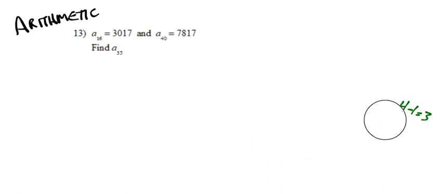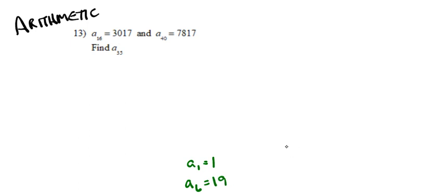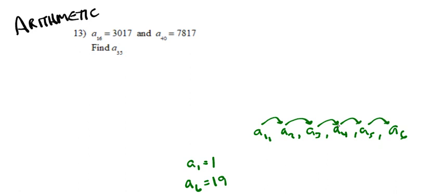Let's do another one. If I was just told that the first term is 1, and I was told that the sixth term is 19, okay, then I would need to think term 1, term 2, term 3, term 4, term 5, term 6. Sorry, this explanation is kind of longer. Okay. How many common differences would I have to do to get from term 1 to term 6? That's 1, 2, 3, 4, 5 common differences.